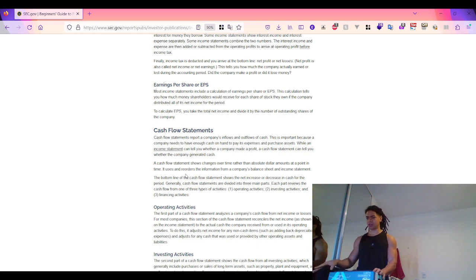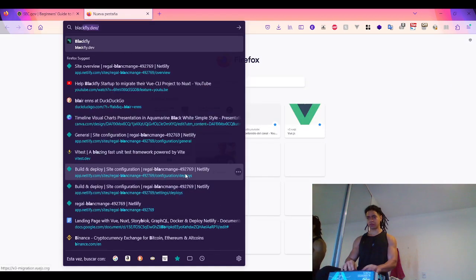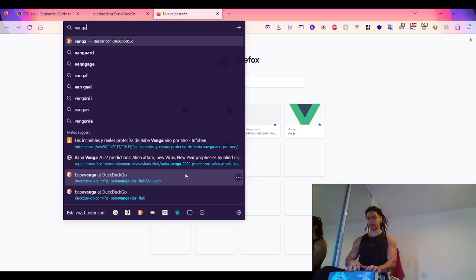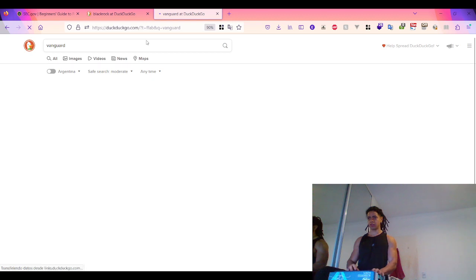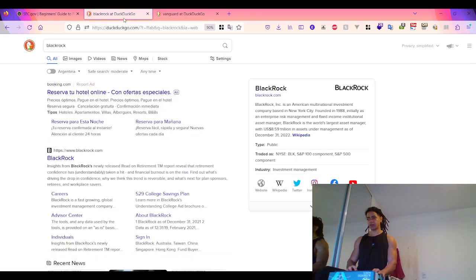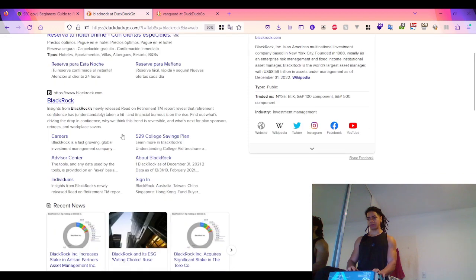It's pretty funny because, for example, BlackRock and Vanguard, you know, BlackRock and Vanguard, which are investment advisors. Vanguard is an investment company, and so is BlackRock.